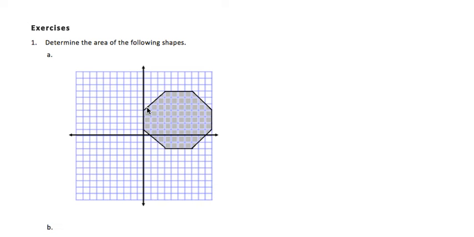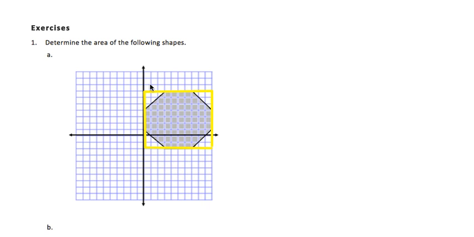relatively quickly. When I look at this octagon, my first thought is I could cut it into pieces, but I might end up with more pieces that way than if I were to find the bigger shape that's around it and then cut out these little triangles on the corner. Let me show you what I mean. So I've taken yellow and I've drawn the enclosure.